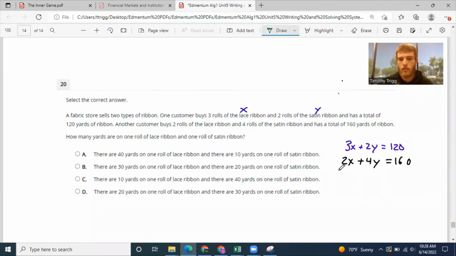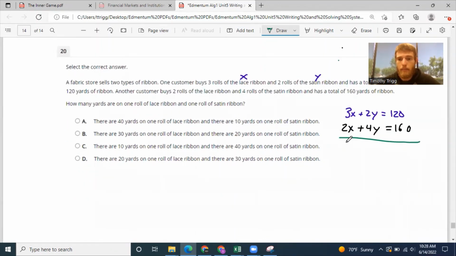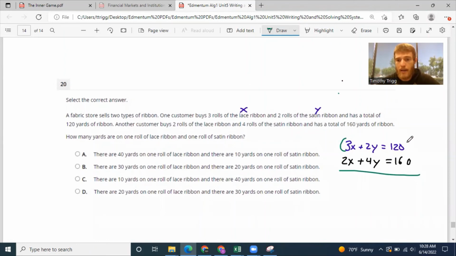Well, what we can do is use elimination. We want to find X and Y. X will be the length in yards of the lace ribbon, and Y will be the length in yards of the satin ribbon. So we can use elimination here. In this case, perhaps multiply this one by -2 is the easiest way. That way you'd have a -4y here, which would cancel with the +4y in the bottom equation. Okay, solve for y, then plug it back in, solve for x.